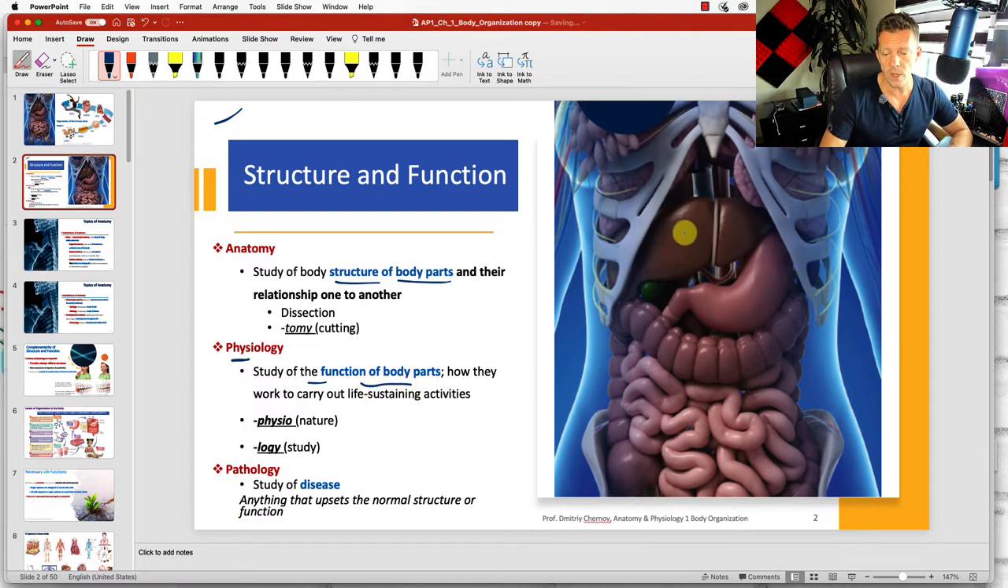Here on the right, we're looking at the digestive system. The digestive system is one of the biggest systems in the human body. It has 9 organs. Where the organs are placed or situated, this is anatomy. How these organs relate one to another, how they communicate and work with one another, that would be physiology. Physio is nature, and -ology or logy is the study of something. Pathology is the study of disease, but a pathogen is a virus or a bacteria.